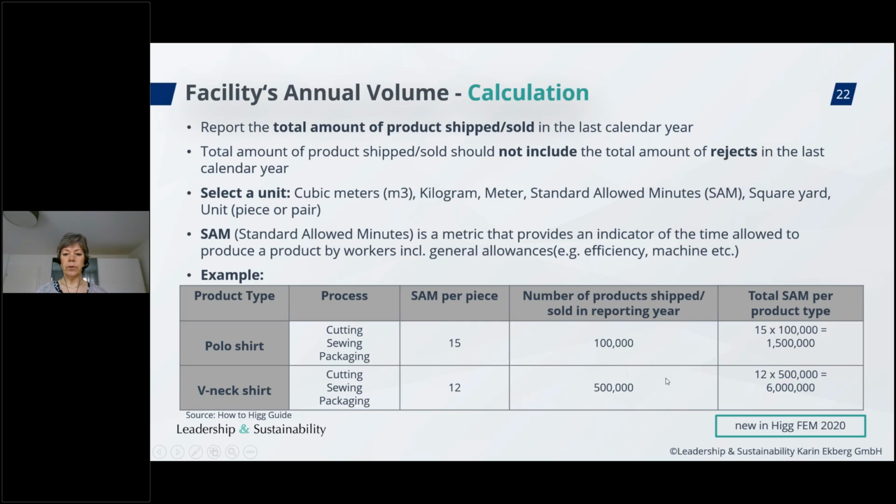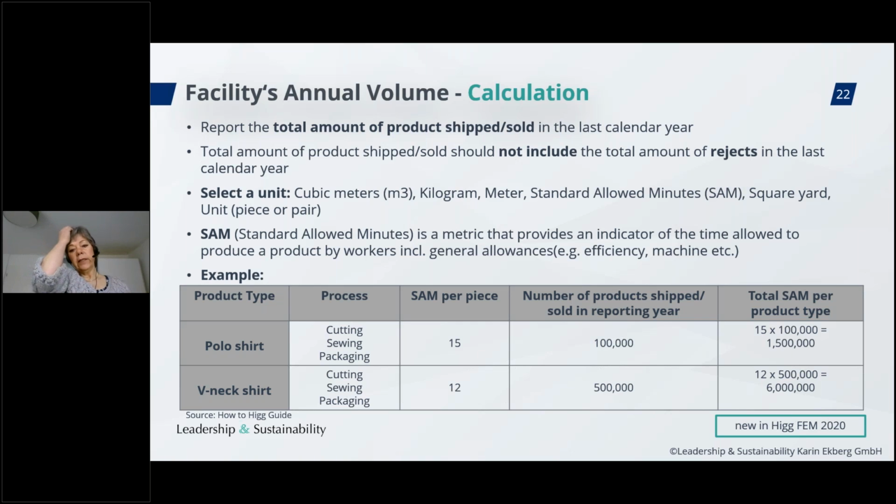and for the V-neck shirt, we have 500,000. And this means that for the polo shirt, the total SAM is 15 times 100,000 equals 1.5 million, 1,500,000. And the same calculation for the V-neck shirt, 12 times 500,000 means 6 million. And then the total SAM in this case is 7.5 million, 7,500,000.